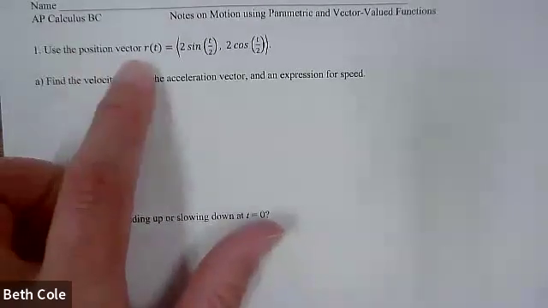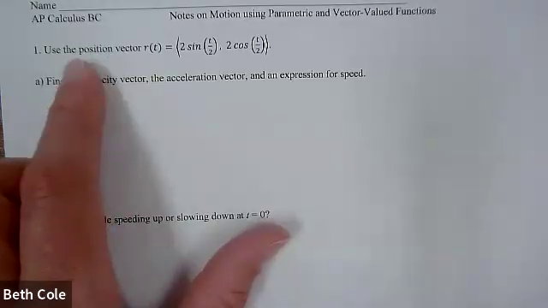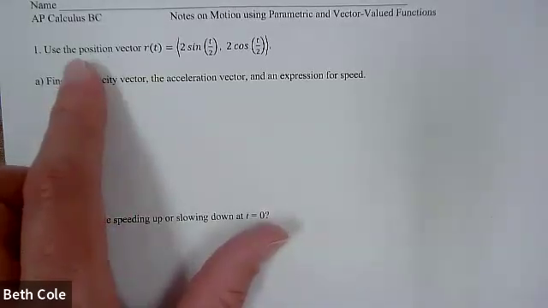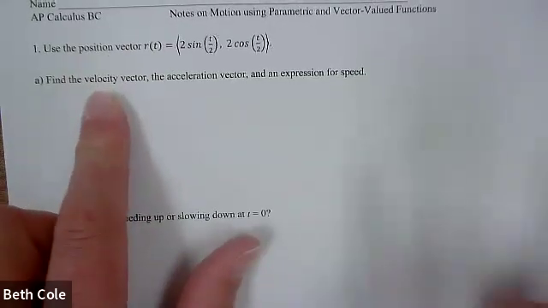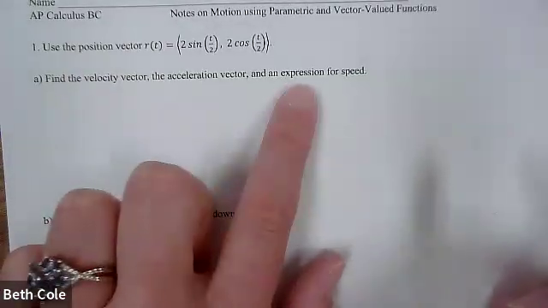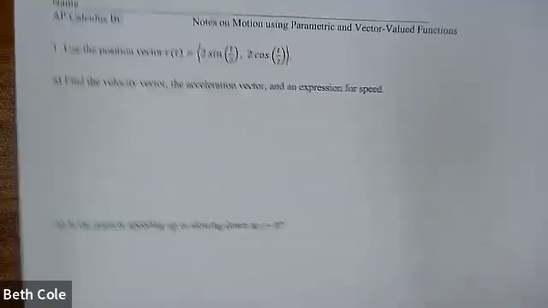We're going to use this position vector. So always think about what you were given, because you have position, velocity, and acceleration. And so you want to think about what the thing they gave you was. They gave us position. It says find the velocity vector, the acceleration vector, and an expression for speed.